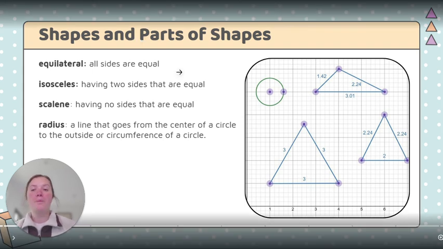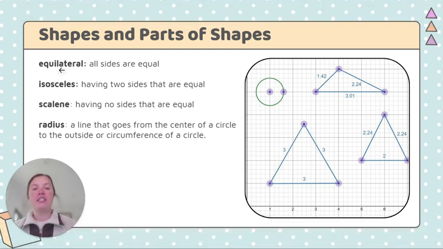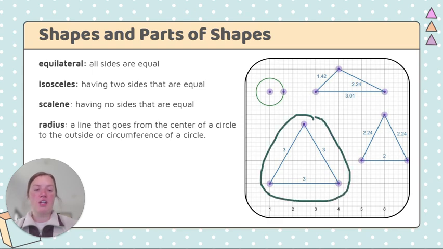The first thing we need to understand when trying to prove different aspects of coordinate geometry are shapes and the parts of shapes. First and foremost, there are three types of triangles that we are going to be discussing. You're going to be asked to identify if a triangle is equilateral, isosceles, or scalene. An equilateral triangle has sides that are all equal to each other. So this right here is our example of an equilateral triangle. You see that all three sides have a length of 3.